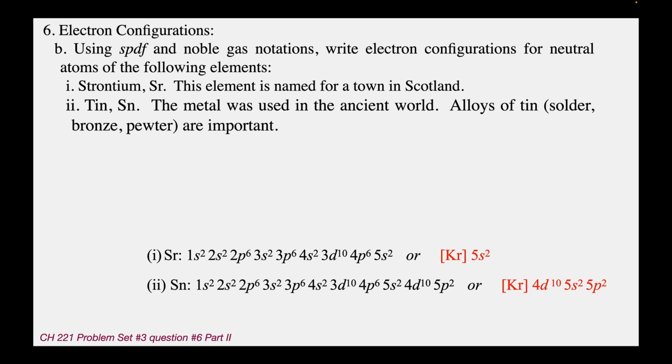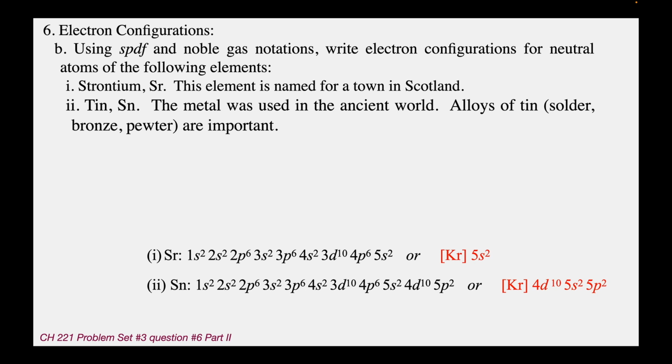So the noble gas version of tin would be krypton, again in square brackets, 4d10, 5s2, 5p2. Now notice in that noble gas notation, I put 5s2 after the 4ds. This is what they call increasing n notation. So you can see that 4d has an n of 4, so 4d10 is listed before the 5s2 and 5p2 electrons. And there's a reason for that. It has to do with taking away electrons, and we'll talk about this in a little bit.